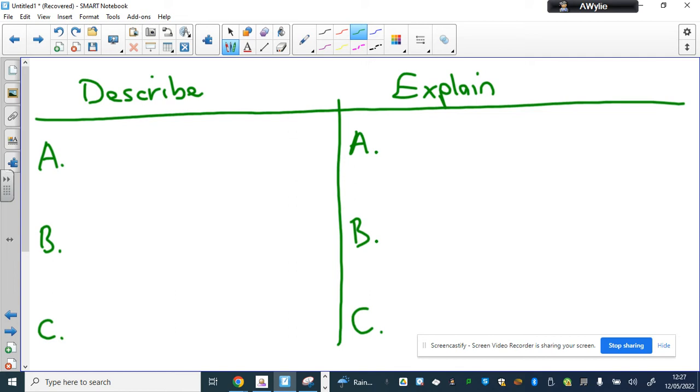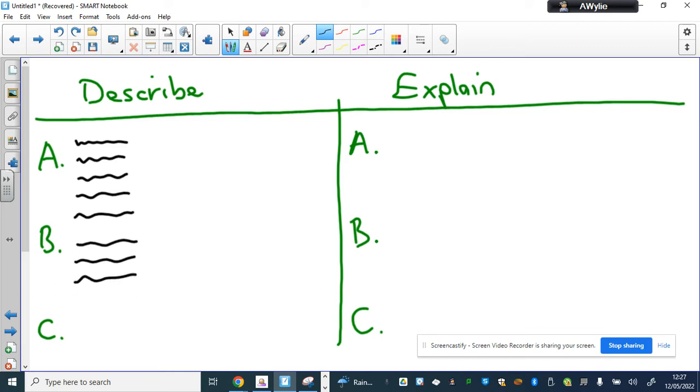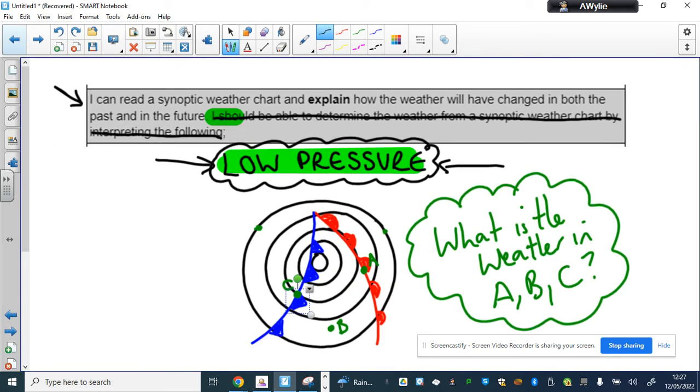Now, I'm going to suggest to you in a second to pause the video. And what I'd like you to do is write 5 statements about the weather for each of these on your flashcard. Okay? And once you've written your descriptions, you're going to want to write your explanations. And all of that is going to be based on this weather. So pause the video now and try to do that.